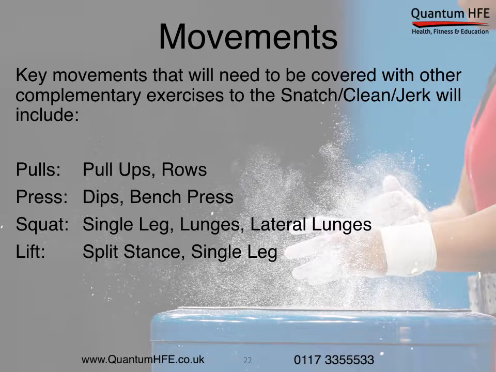So key movements that you need to be covered with other exercises, complementary exercises to the snatch, clean and jerk, would include from the pull movement, pull-ups and rows. We're doing an upward pull when we do things like the snatch and the clean, so you need to make sure you're including horizontal pulls, which we do with rows, and pulling downwards, which we do with something like pull-ups. For the press movement, where we're doing a lot of pressing upwards, horizontal pressing with the bench press and downward pressing with dips would help to fully cover that movement pattern.